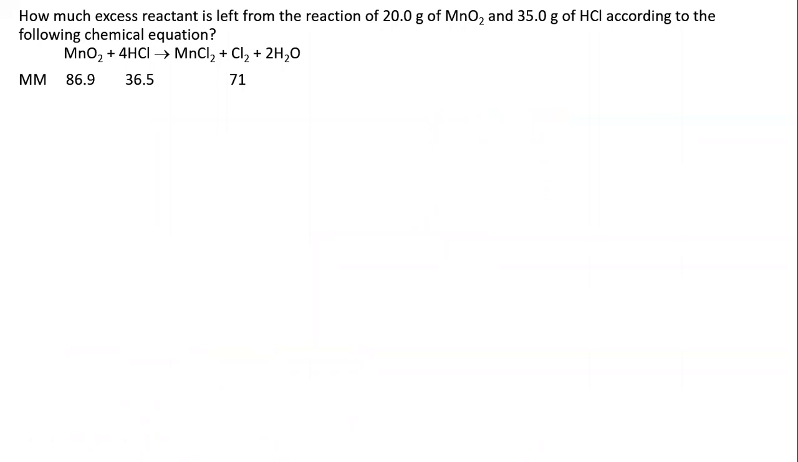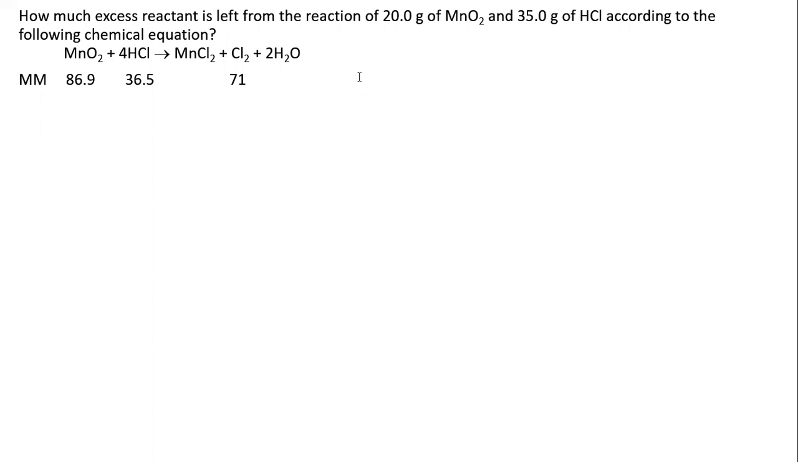So here we're given another chemical reaction. We want to know how much excess reactant is left from the reaction of 20 grams of manganese 4 oxide and 35 grams of HCl. And we're given the balanced chemical equation and the molar masses. And so there are many different ways you can approach this problem. I'm going to approach it one way, but if you approach it another way and you get the same results, no problem, because there's about 2 different ways you can approach this problem.